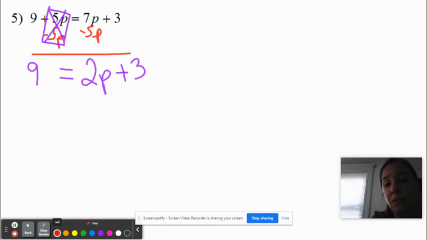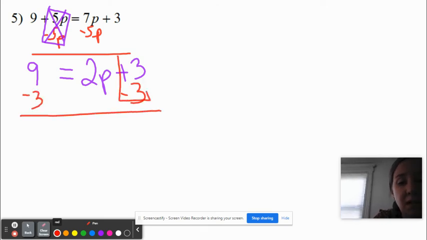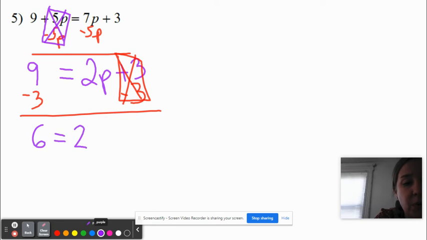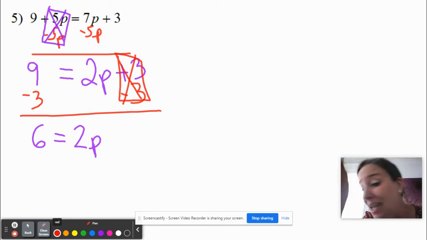So this 3 needs to go. So we would subtract it, right? Because 3 minus 3 is nothing. That's why we did that. 9 minus 3 is 6. And again, we're just trying to isolate the variable. We're trying to get that p alone.